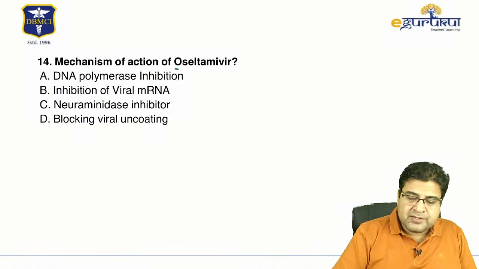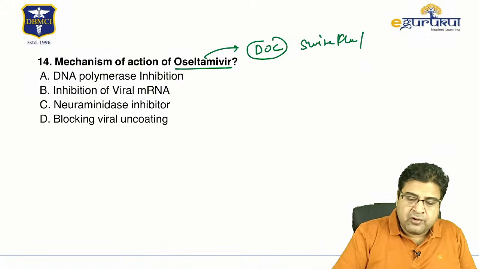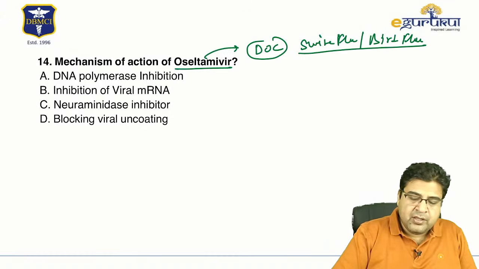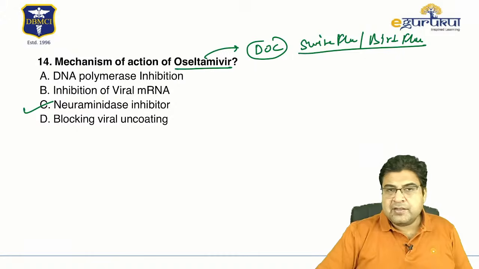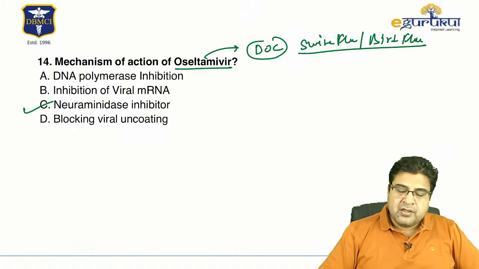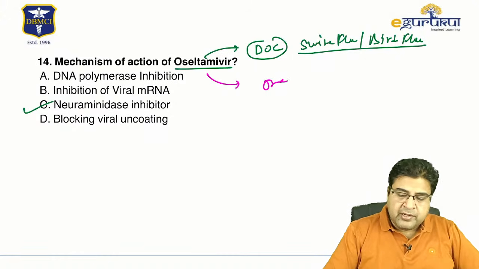Question 14, oseltamivir. Oseltamivir is a drug of choice for swine flu. So this is a medicine which is a drug of choice for swine flu and bird flu. Now how will this medicine act in the body? This is a neuraminidase enzyme inhibitor. It's a drug of choice for swine flu and bird flu.